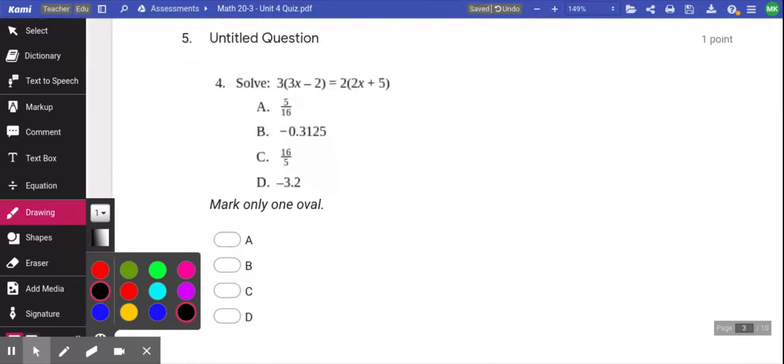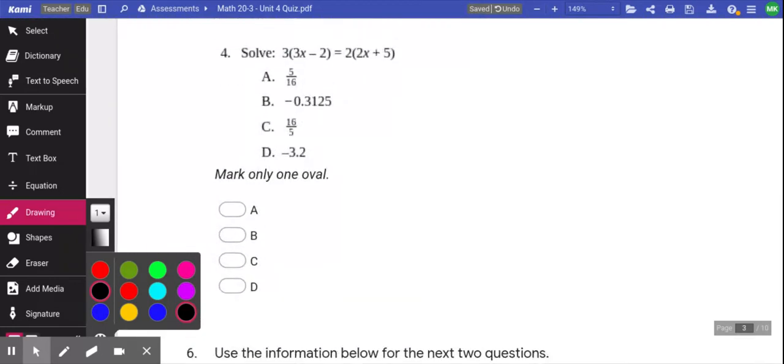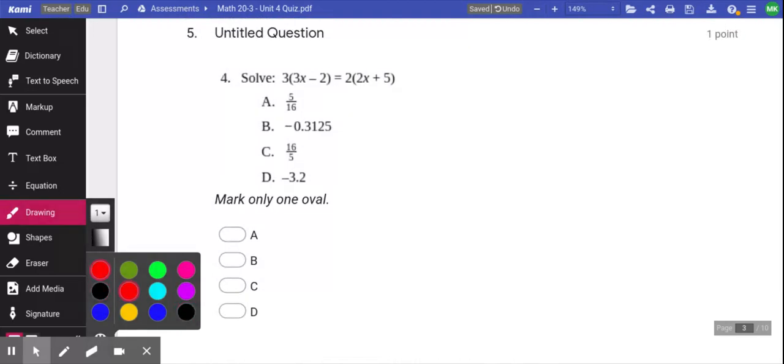Number 4, solve. So if we're solving that question, first thing we notice is that there's brackets. We want to get rid of brackets. The way you get rid of brackets is by multiplying into the bracket. So 3 times 3 is 9x. Multiply the 3 by the negative 2 to get negative 6. That equals, then you take this 2 and you multiply that into the brackets. 2 times 2 is 4x. 2 times 5 is plus 10.